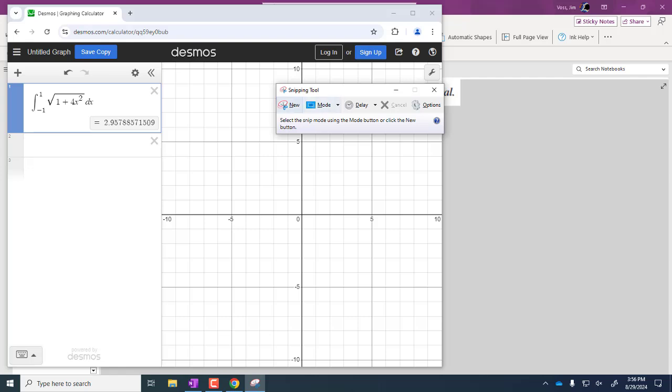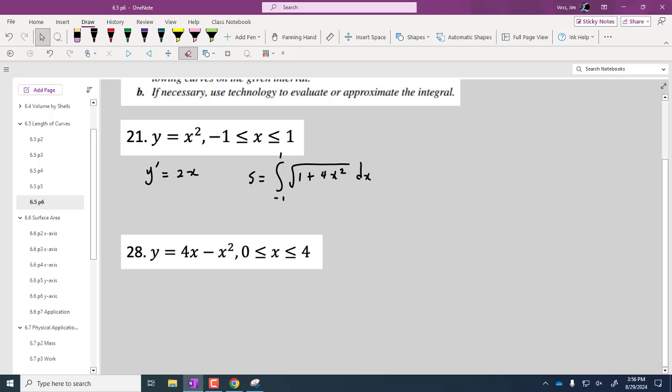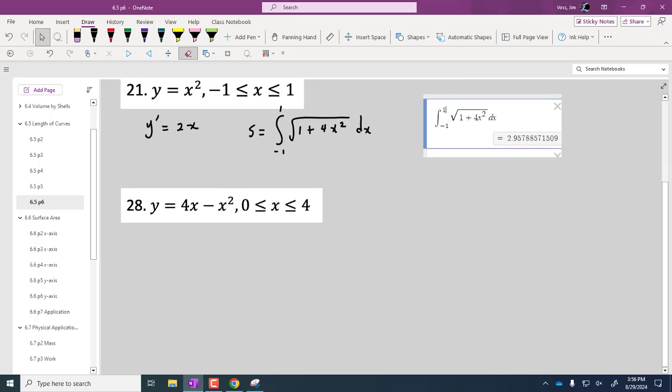So if you don't have something that's integrable, that's all you have to do. All the graphing calculators can do that. It's a good way to check your work, obviously. Very helpful. So similarly here, why don't you guys do this one? Take the derivative, set up the integral, and then plug it into your device and see if you can get the correct approximation.